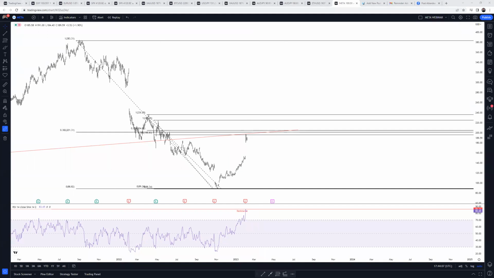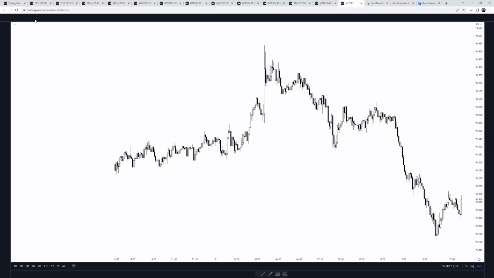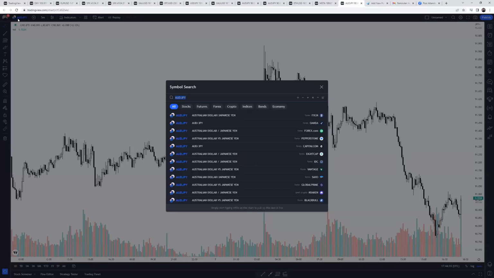All right, let me check out the daily time frame for the S&P 500. Okay, bear with me. Let me just open a new chart. Bear with me here, guys. Stocks, indices.